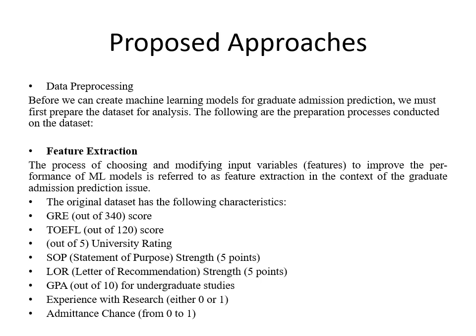The original dataset has the following characteristics: GRE score out of 340, TOEFL score out of 120, university rating out of 5, SOP (statement of purpose) strength out of 5 points, LOR (letter of recommendation) strength out of 5 points, GPA out of 10 for undergraduate studies, experience with research either 1 or 0, and admittance chance from 0 to 1.